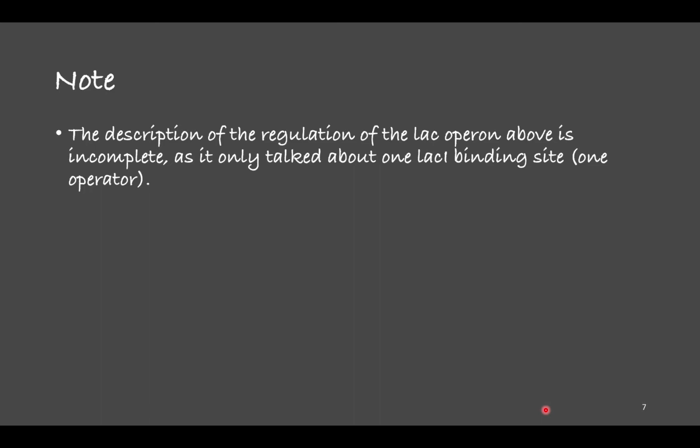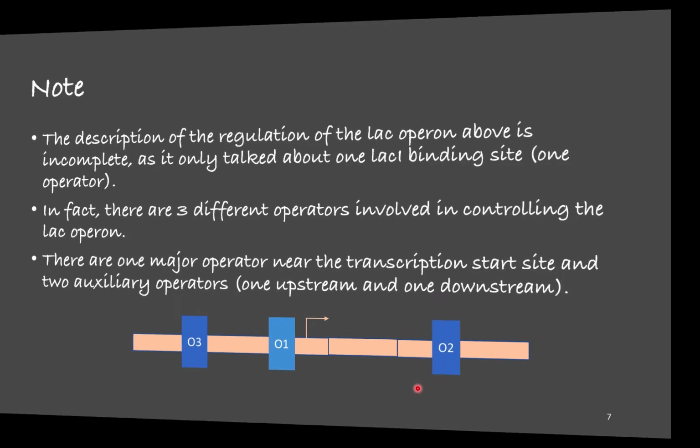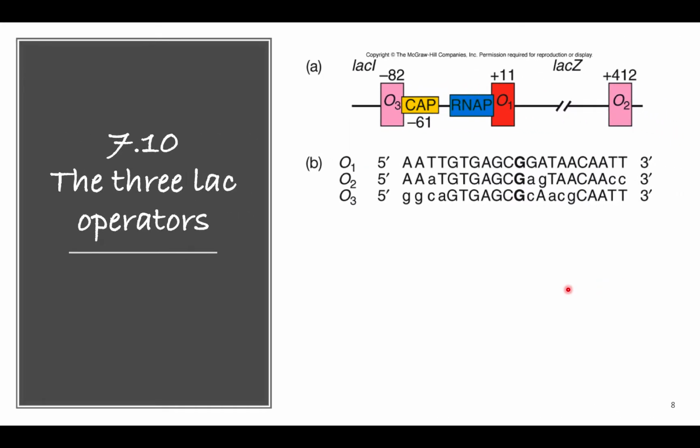So, as emphasized here, the control of the Lac operon, the way I just described, is incomplete, as it only talked about one LacI binding site, one operator. In fact, there are three different operators involved in controlling the Lac operon. There is one major operator near the transcriptional start site and two auxiliary operators, one upstream and one downstream. This is a complicating factor in repression of the Lac operon, and this is also the part that many scientists are interested in.